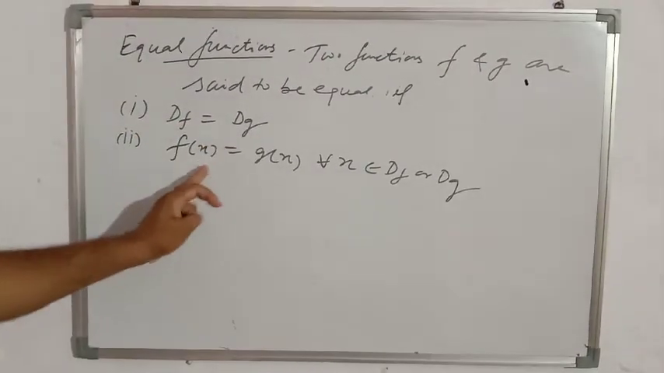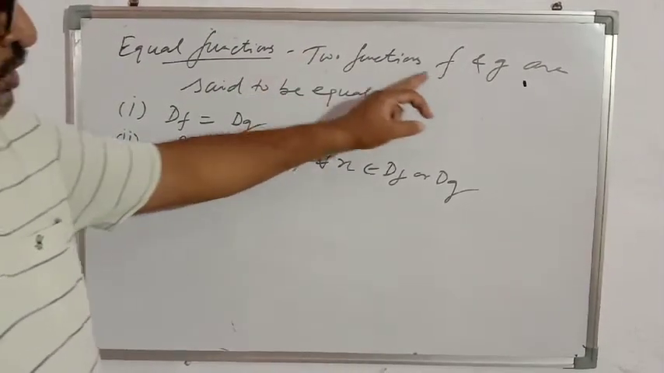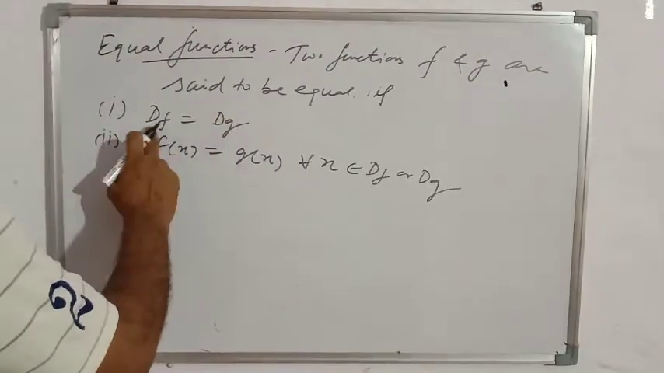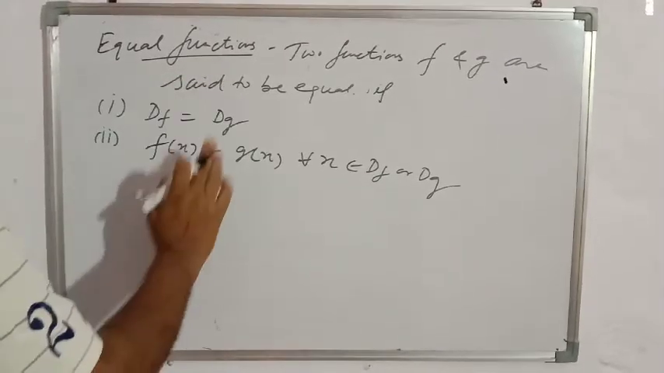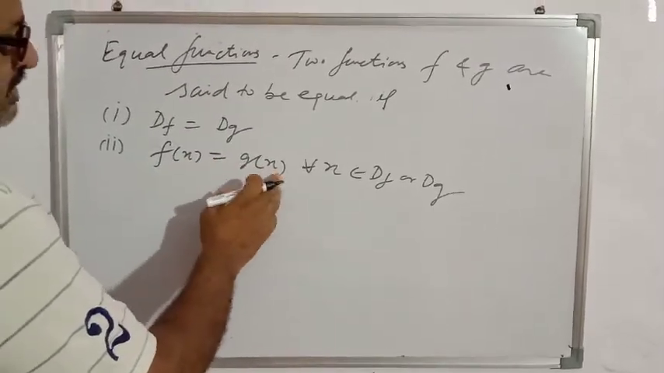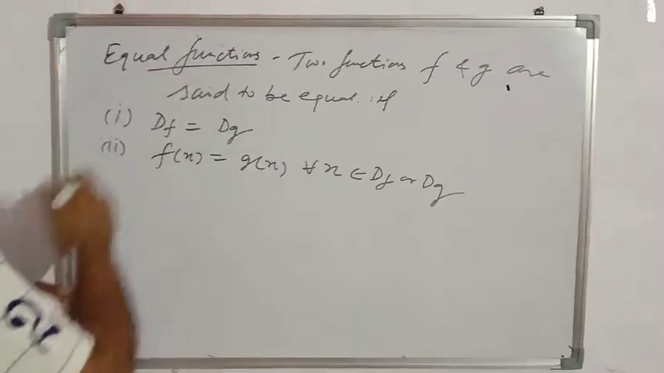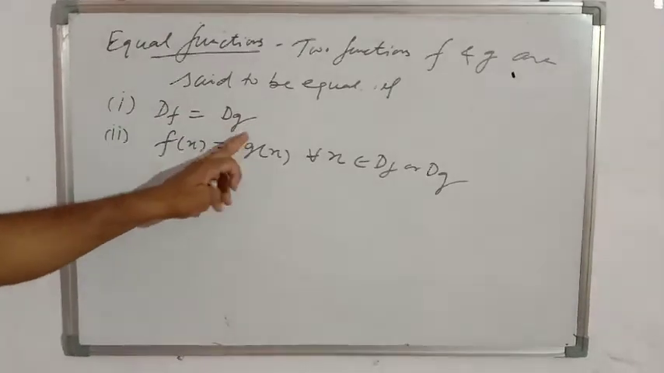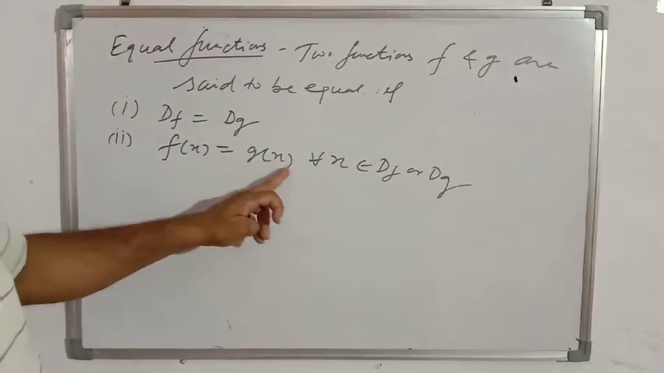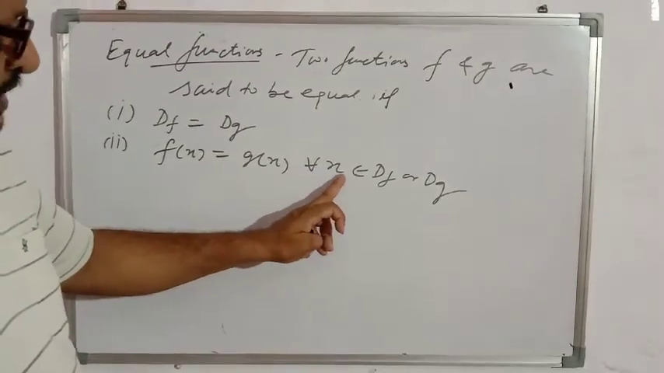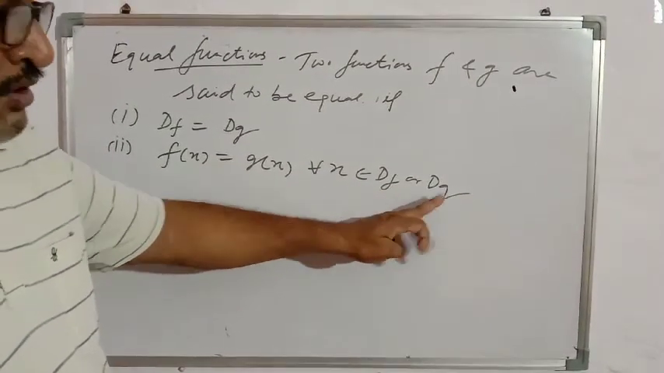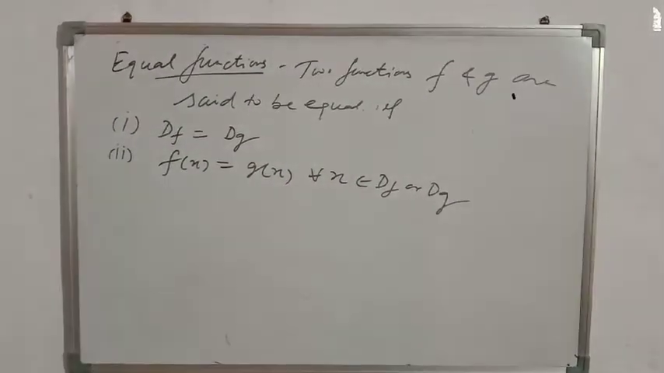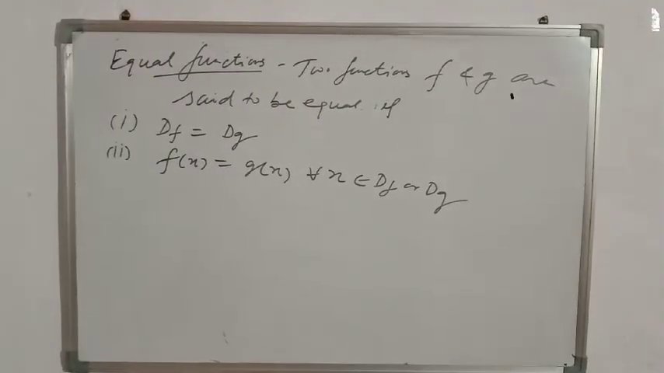So the domain is equal and the values are also equal. In that case, both the functions f and g are called equal functions. If the domains are not equal, D_f is not equal to D_g, they are not equal functions. Or if f(x) is not equal to g(x) for any value of x, we can say that the functions are not equal. So there should be two conditions: the domain must be equal and the values of f(x) and g(x) must be equal for all values of x belonging to the domain of f or g, because both have the same D_f and D_g. So these are equal functions.